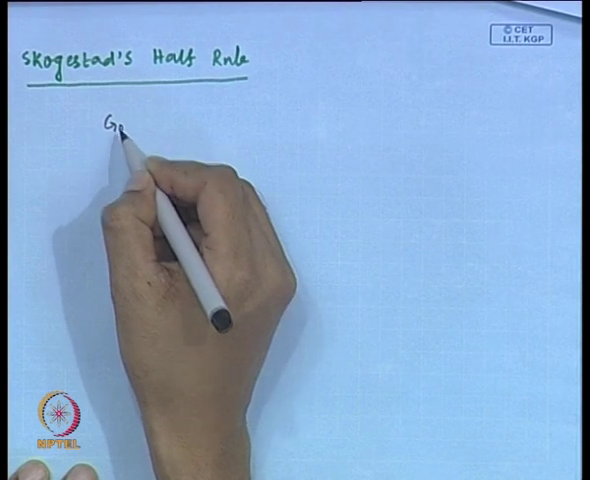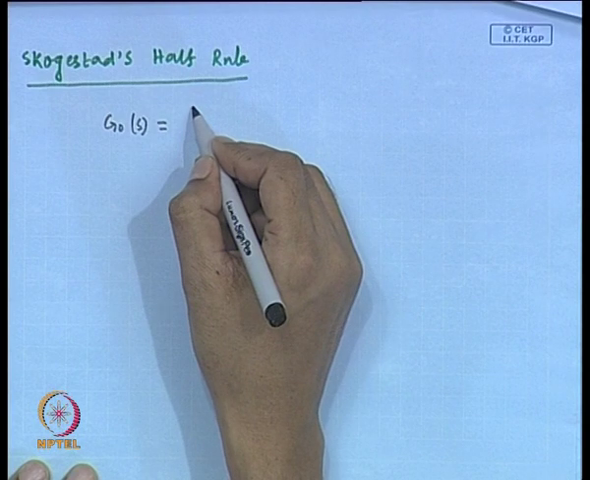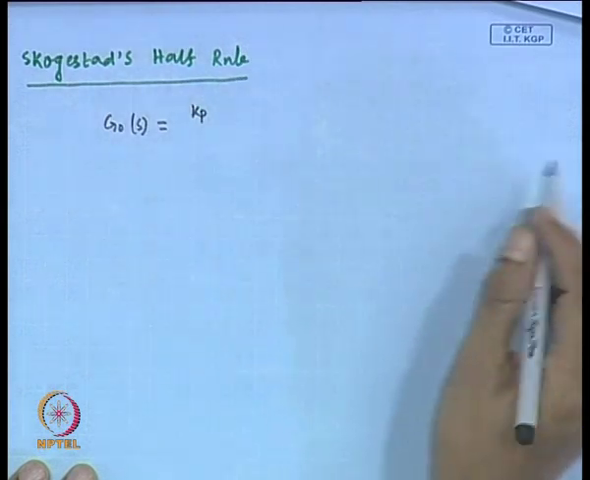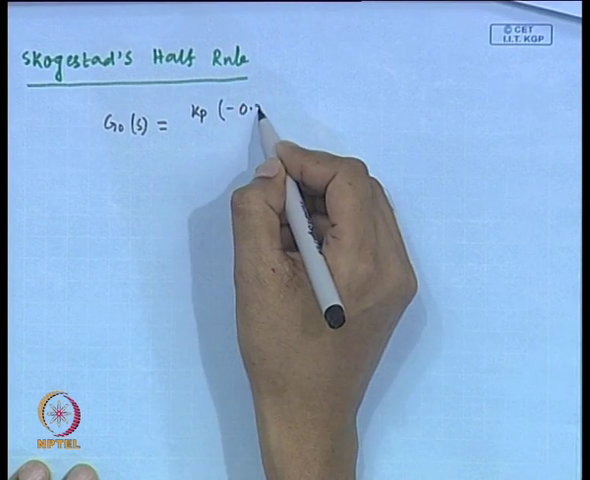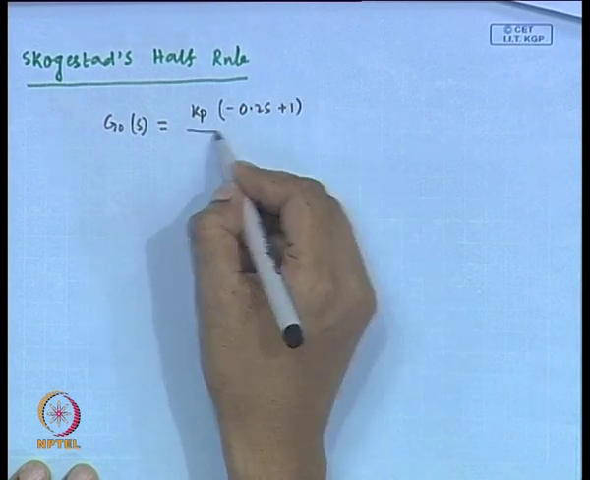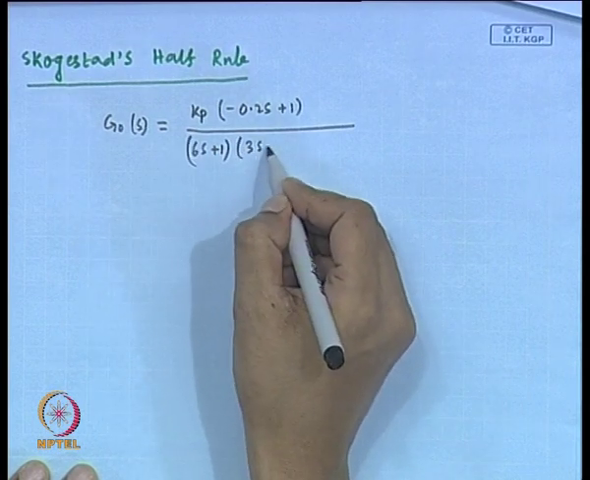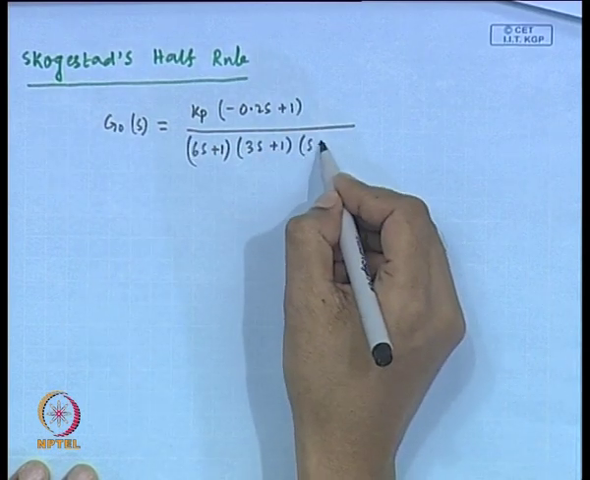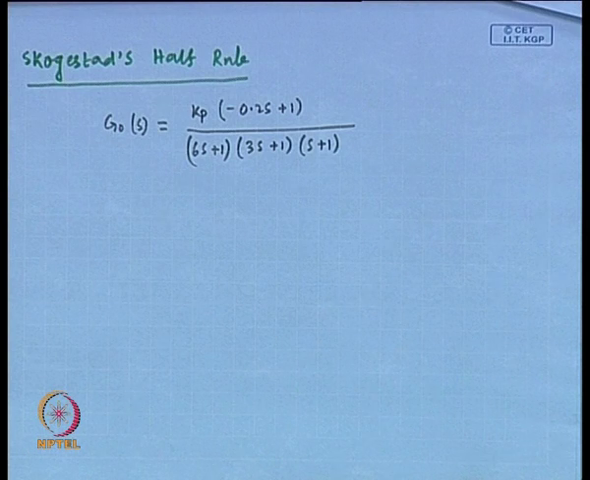The overall transfer function which we have taken is represented, again I am writing that, divided by (6s plus 1)(3s plus 1)(s plus 1). Now, we will transform this transfer function to a first order plus dead time system by the use of Skogestad half rule.